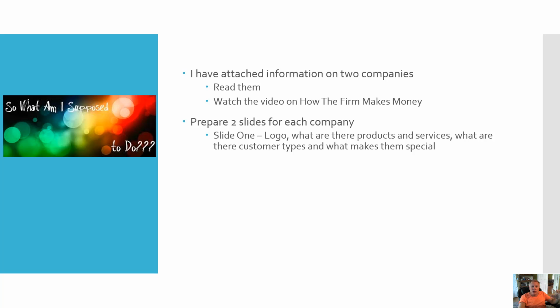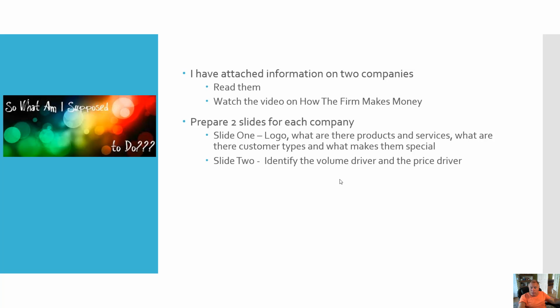Slide 1 should put a logo. What are the products and or services? What are their customer types? And what makes them special? And you might want to be somewhat specific, but think about the customers. Some companies have very different customers. They have different segments of customers. So you may need to do other research on the company, but a lot of them will be in what I've attached. That is out here under the instructions.